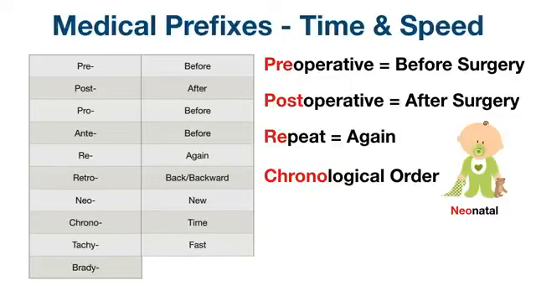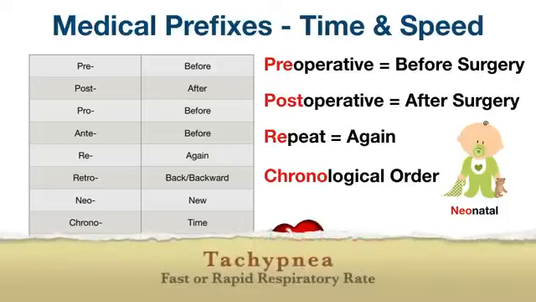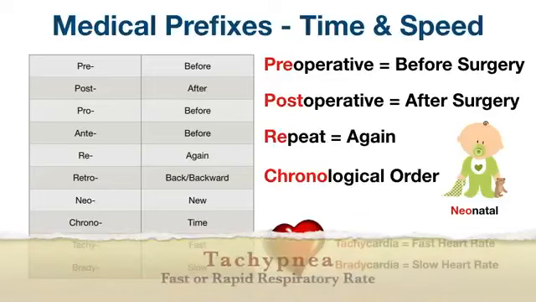Tachy means fast, and brady means slow. These terms are frequently used with the heart. Tachycardia means a fast or rapid heart rate, and bradycardia refers to a slow heart rate. Another example is tachypnea, which is a fast or rapid respiratory rate.